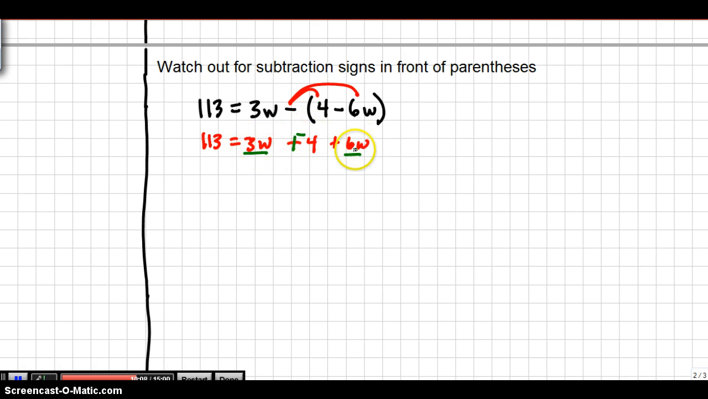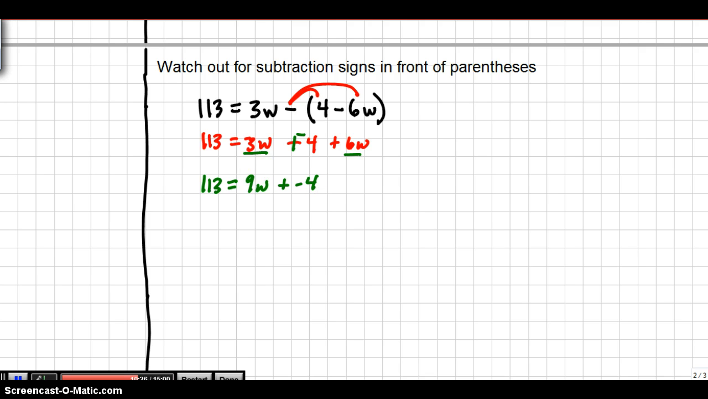Now that I have all addition, I can rearrange the numbers and add the like terms together. So I'm going to combine some steps here. I'm going to flip-flop those two numbers, and now I'm going to get 9w. 3 and the 6 make 9. I still have a -4 there.